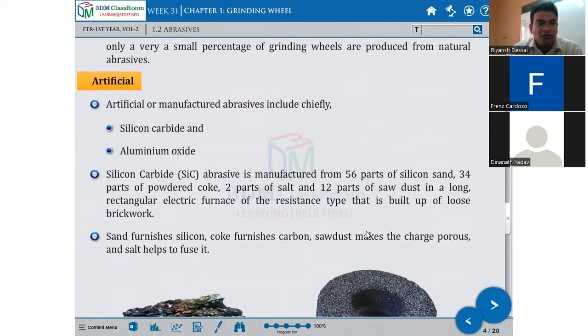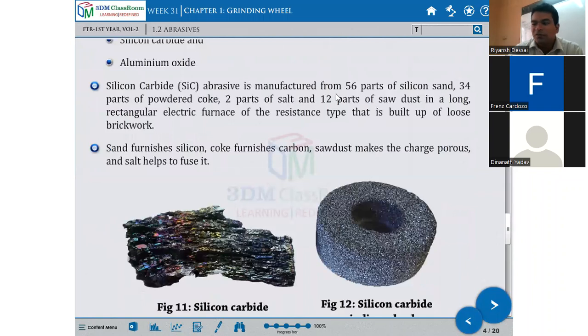Now next we move on to the artificial abrasives. Artificial or manufactured abrasives include silicon carbide and aluminum oxide. Silicon carbide abrasive is manufactured from 56 parts of silicon, 34 parts of powdered coke, 2 parts of salt and 12 parts of sawdust in a long rectangular electric furnace of the resistance type that is built up of loose bricks. So this silicon carbide is manufactured in a furnace.